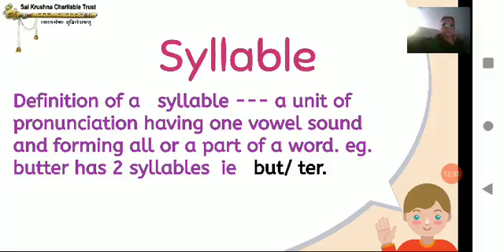Example, butter has 2 syllables, that is but and ter. Now when you study in KG or in the first standard, your teacher introduces you to phonetics by taking the letter A first, then she goes to E, I, O, U. So the first few days she may be teaching you bat, cat, rat, sat, mat. The sound is the same, only the first letter keeps changing. So they are single syllables.